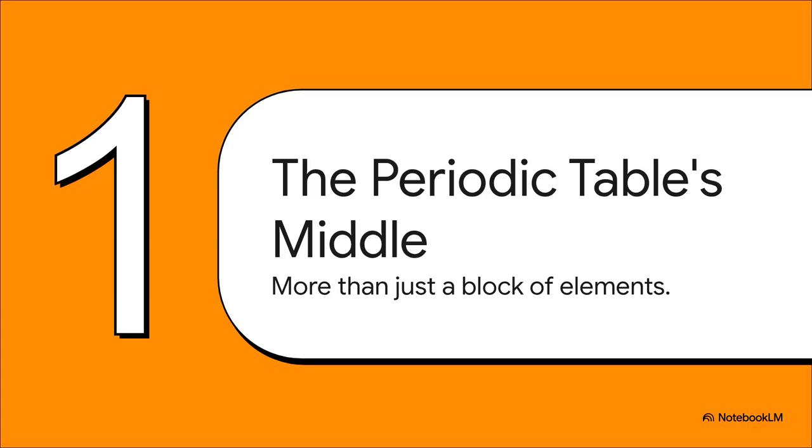This middle part of the table, this is the home of the transition metals. And yeah, that includes some real heavy hitters, the ones that are super important for industry. Titanium, copper, platinum. They all live right here, acting like this perfect bridge between the super reactive metals on the left and all the nonmetals over on the right.